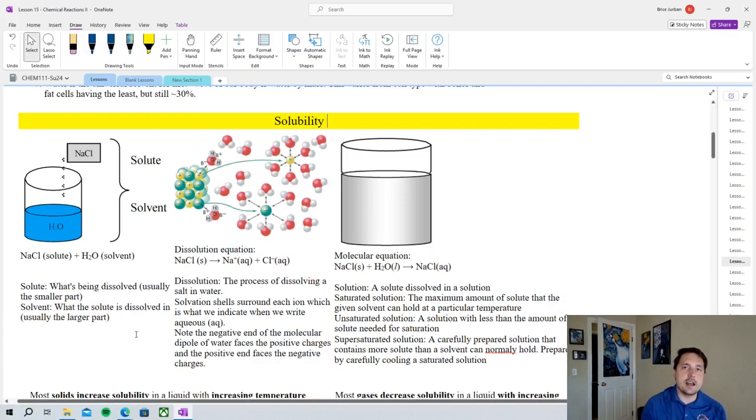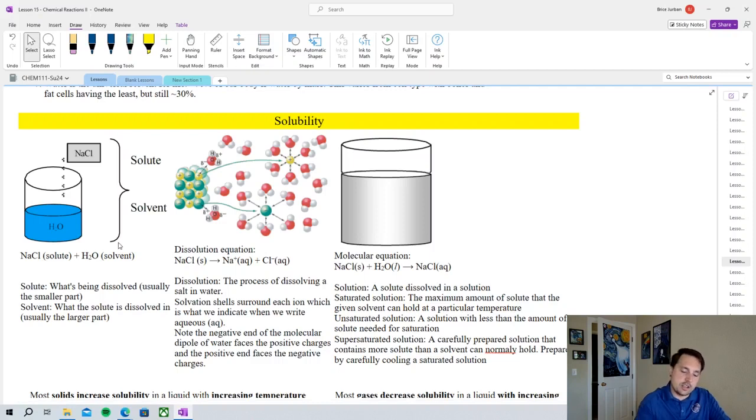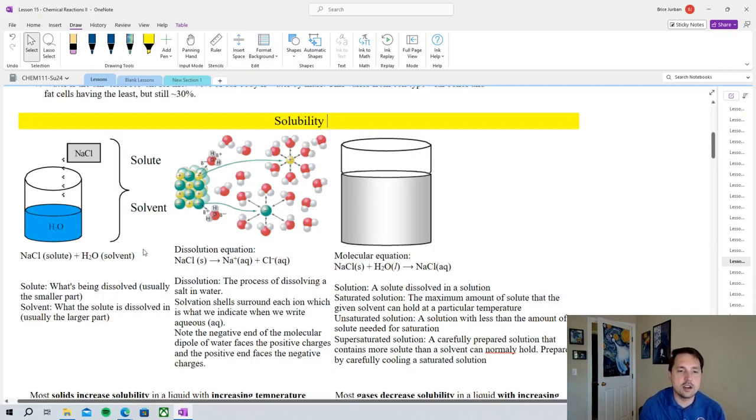Now, what is happening at the molecular level? Because when we look at this from a macroscopic level, initially it takes a second to dissolve, but if you add just a small amount, it'll mix with the water, and then it will look as if there's just water in there. You can't really see the salt anymore.